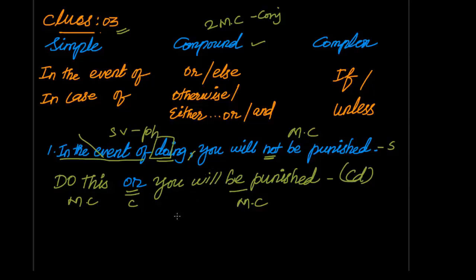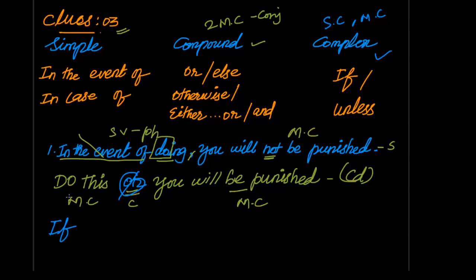And now we move on to complex sentence. Complex sentence means we need one subordinate clause and one main clause, no conjunction. So we remove the conjunction of the compound here. Before the sentence we have to put "if" or "unless". So we just put "if" here, and we need a subordinate clause, meaning we need a subject. So you will be punished if you don't do this.